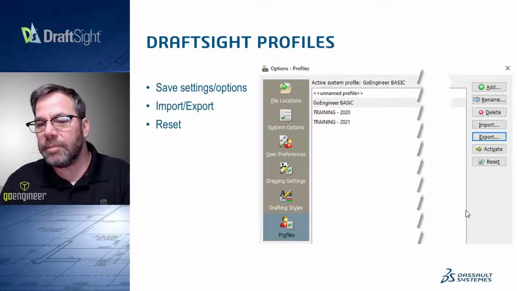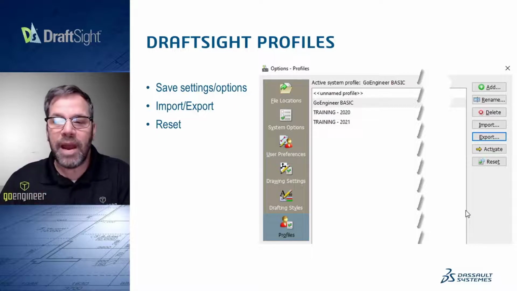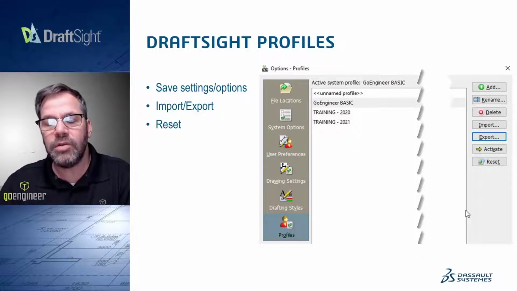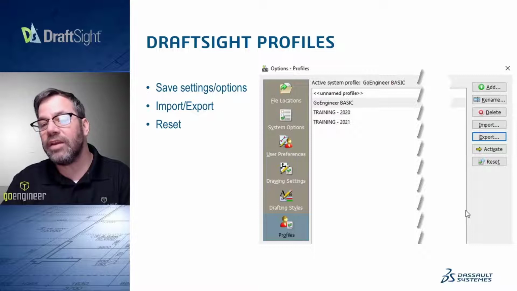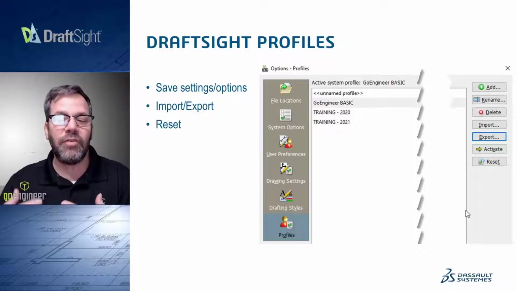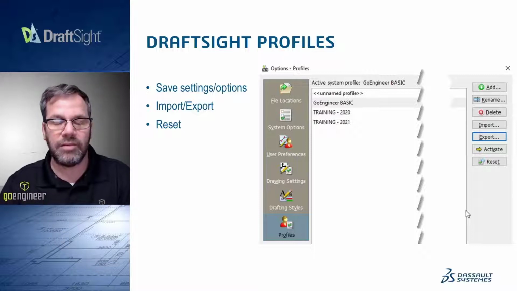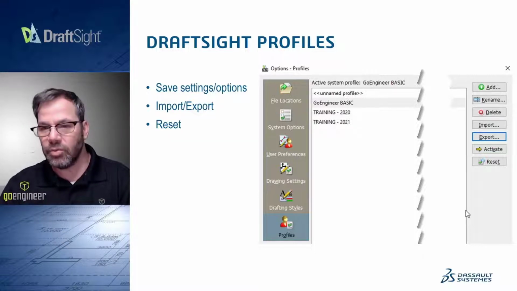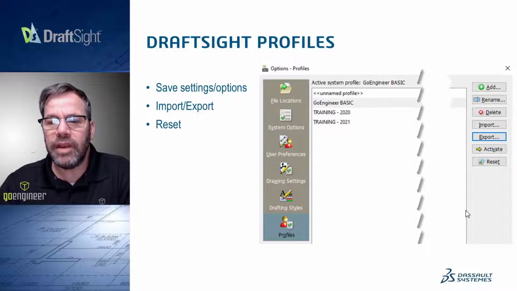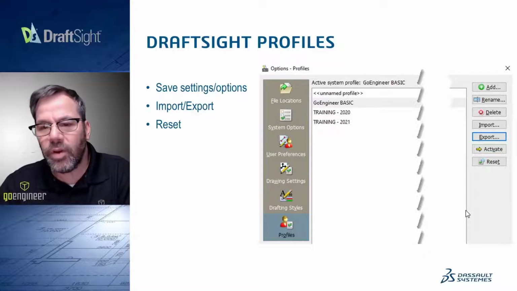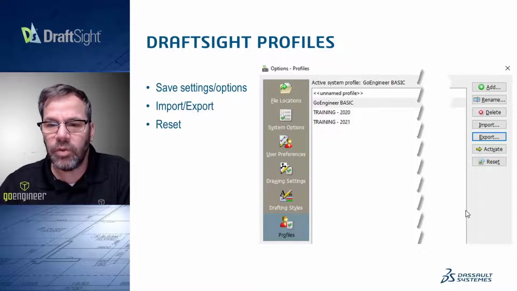you can actually set those up as profiles. In my example, when I install DraftSight, I make a few modifications, not many, and I have what's called the Go Engineer Basic profile. But when I'm doing the training classes, I need to make sure that my DraftSight is basically pristine from an install basis, so with no customizations. So when we start the training, everyone's on the same slate. For each training I have a setup for DraftSight 2020, and I have a DraftSight 2021 here.